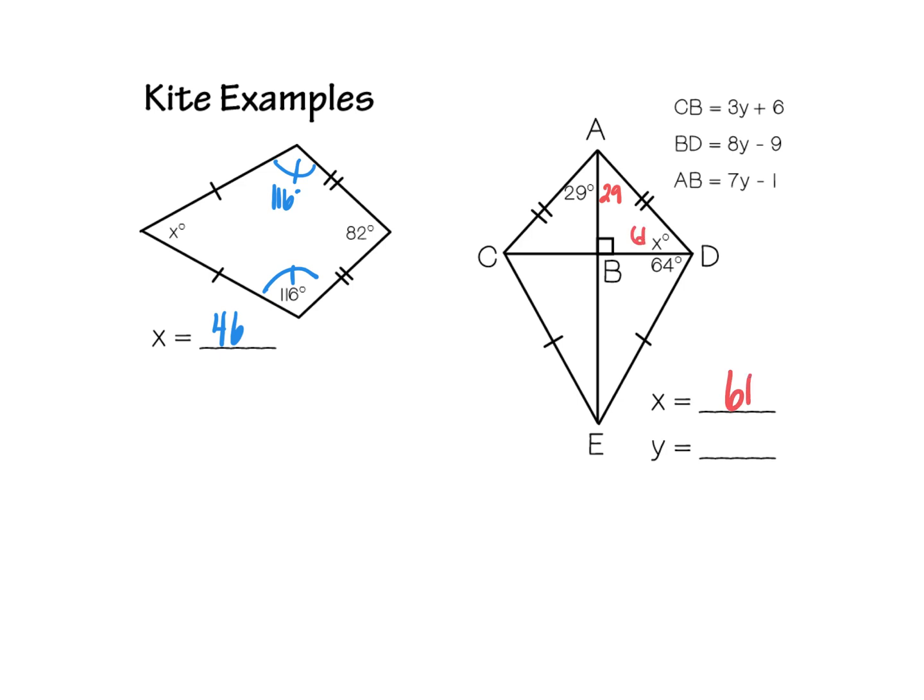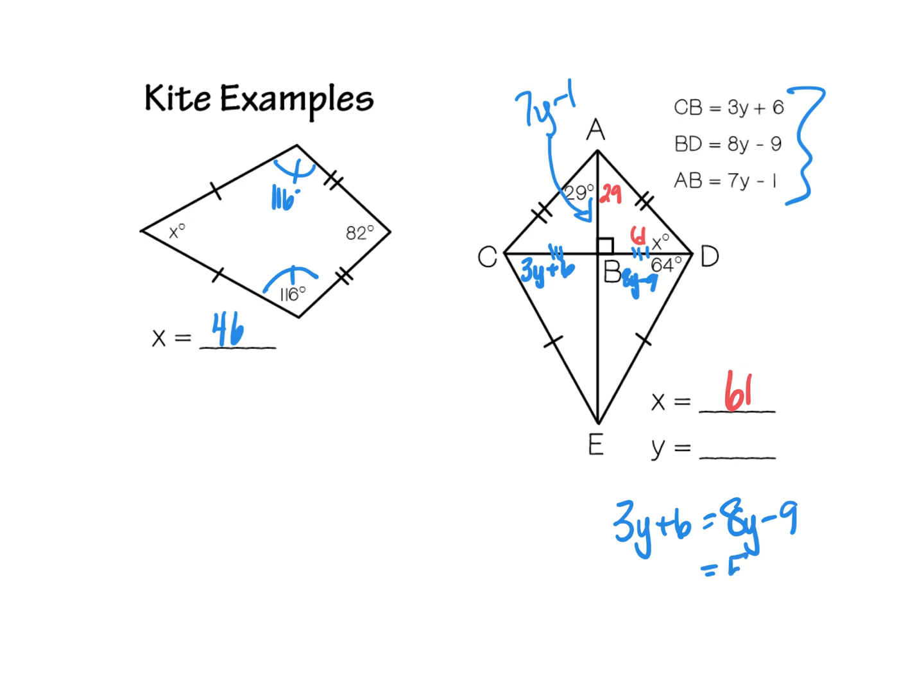Okay, now I have some expressions here. It says CB is 3y plus 6, and BD is 8y minus 9. And I give you that AB here is 7y minus 1, but that's really just a distractor. You don't need that at all. I do know, though, that my diagonal here has been bisected, right? So these two have to be congruent, which means that 3y plus 6 has to be equal to 8y minus 9. Okay, so if I subtract 3y from both sides, I have 5y. Add 9 to both sides, I have 15. Divide by 5, I get y is equal to 3.